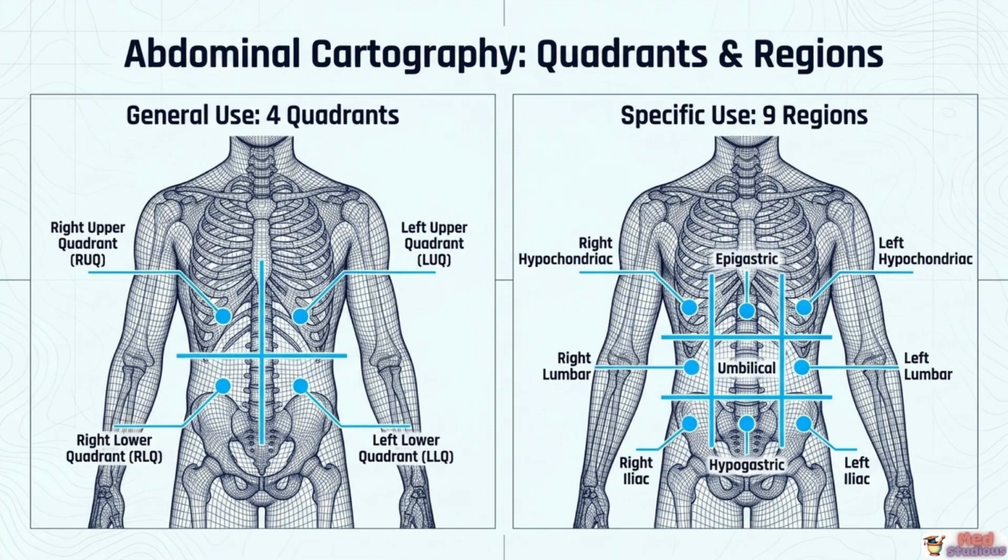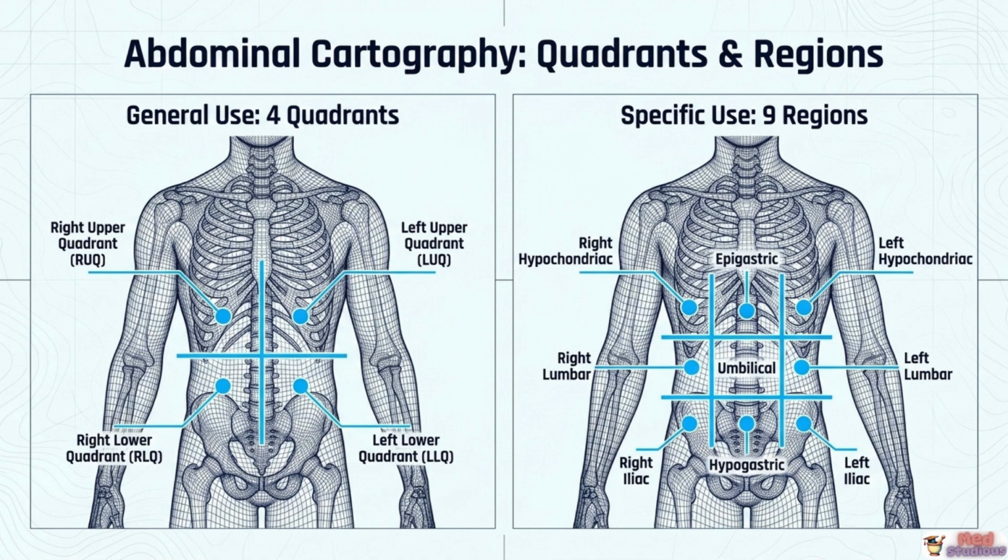The abdomen has the most clinically used regional mapping system in all of medicine, and it comes in two versions depending on the precision required. The first system divides the abdomen into 4 quadrants using 2 perpendicular planes crossing at the navel.